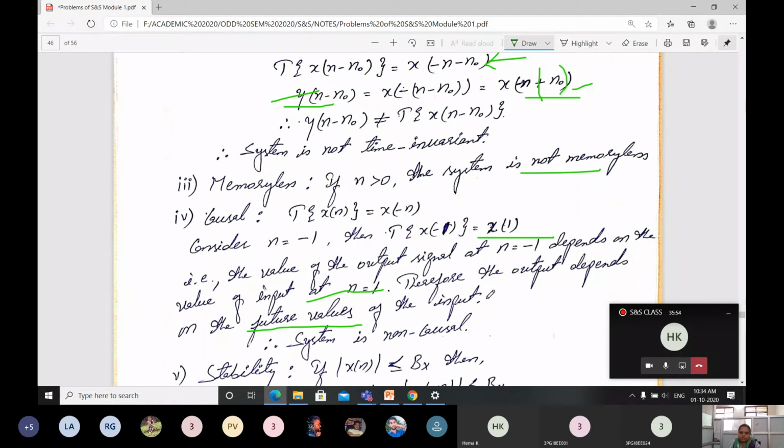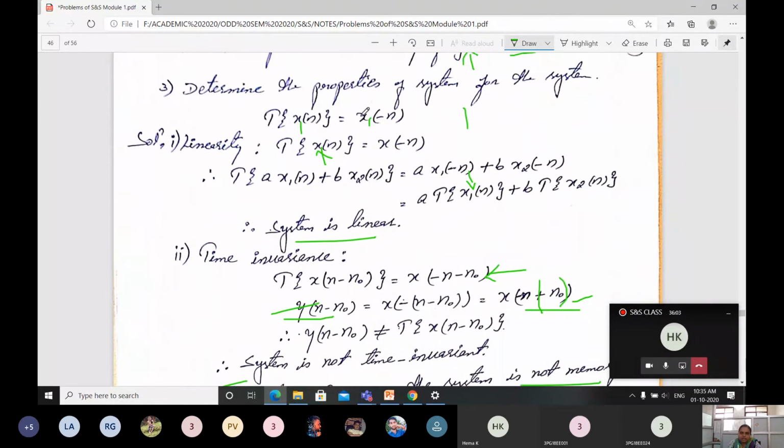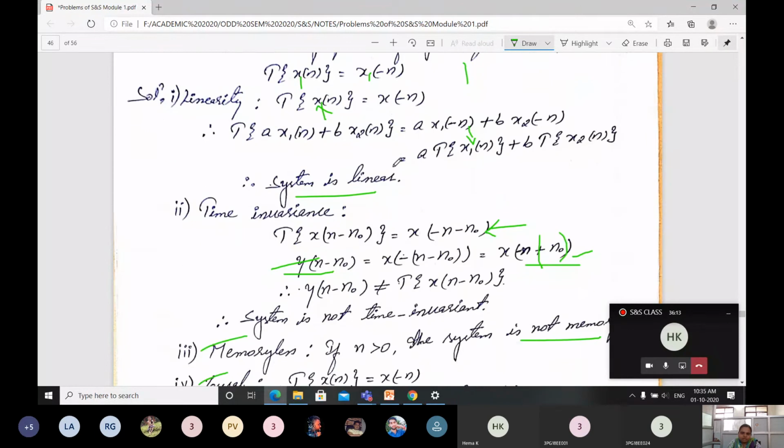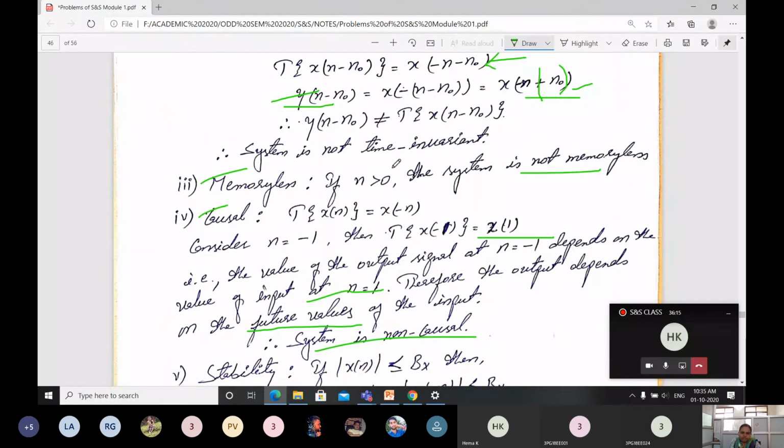Future values of the system. Therefore, the system is non-causal. When you are going to check the memory and also causality, just substitute values for n. Take the n values as 1, 0 and minus 1. Then it will be easy to decide whether it has memory or is causal, for any of the problems given.